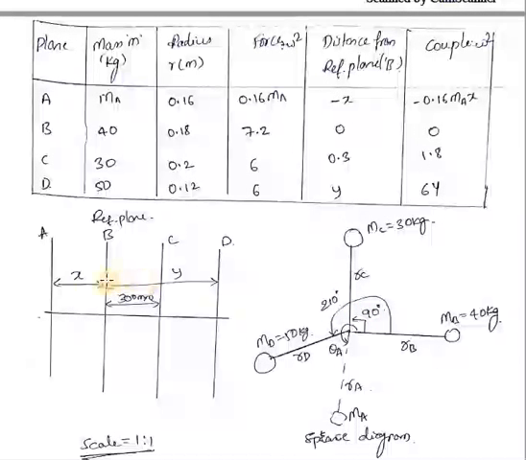After drawing this line diagram and space diagram, you continue with the tabular column. For the distance from reference plane B, I have taken B as the reference plane. Towards the left side you take distance with negative sign, towards the right side with positive sign. Mass A is towards the left side of the reference plane, so minus X. For B it is 0, because your reference plane lies on it. For C, he has given the B to C distance as 300 mm, that is 0.3 meter, and the distance between B and D from the reference plane is Y. Then you calculate the couple, which is force into distance.